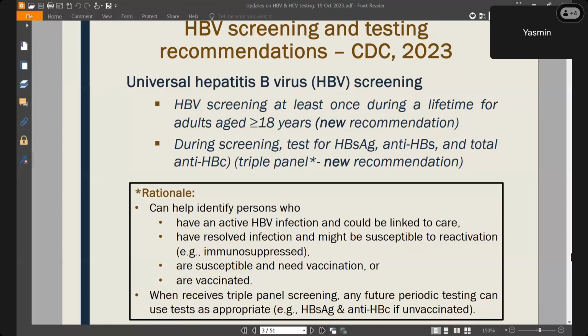And the other thing that's rather interesting is that you don't have to use the same three tests all the while. Once they have had this triple panel screening, any future test will be done appropriately. In other words, if the person has not been vaccinated, then you just use HBsAg and anti-HBc. Note, not anti-HBs, all right? Because the person has not been vaccinated, so you'll only look for those two markers. But the initial starting is those three, all right? Next slide. Next slide, please.